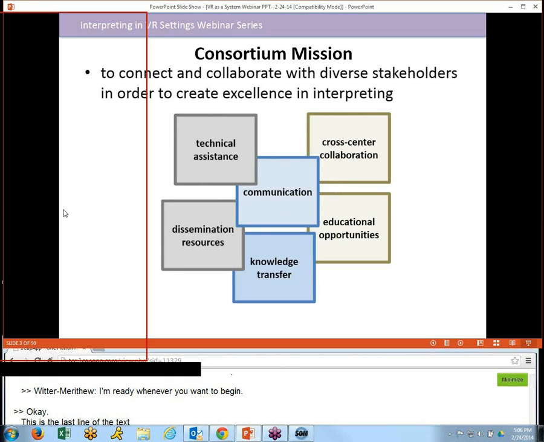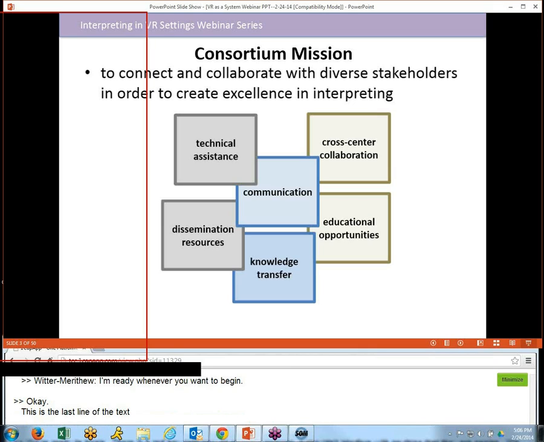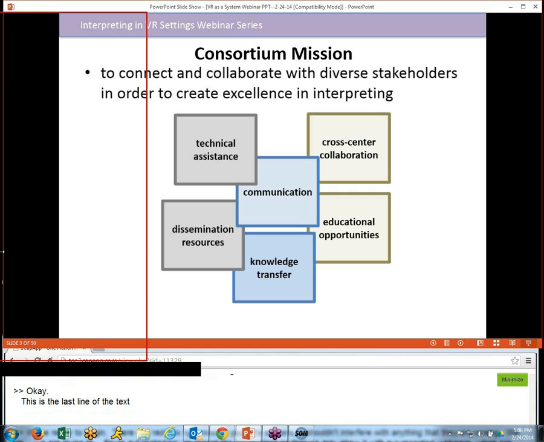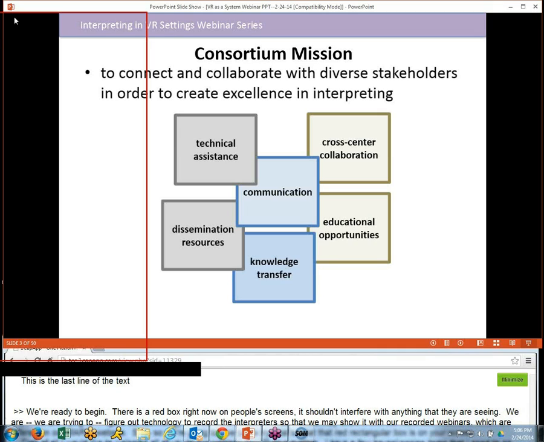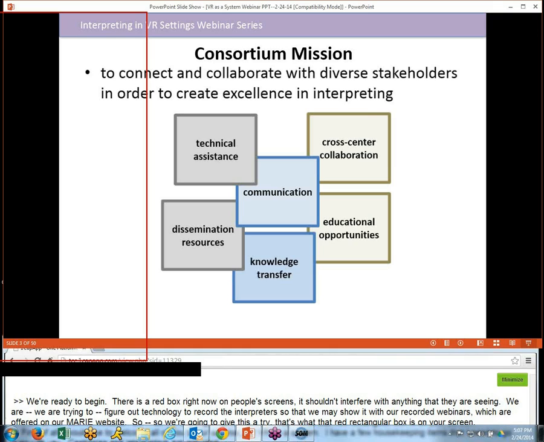So the mission of the consortium is to increase the quantity and quality of interpreters nationwide. To achieve that mission, we collaborate with different stakeholders: interpreter education programs, interpreter educators, practitioners, consumers, government agencies like vocational rehabilitation, commissions for the deaf, administrative offices of the courts. And we provide a variety of services, including technical assistance, education programs, training resources, research, and other related activities that support interpreting and interpreter education.